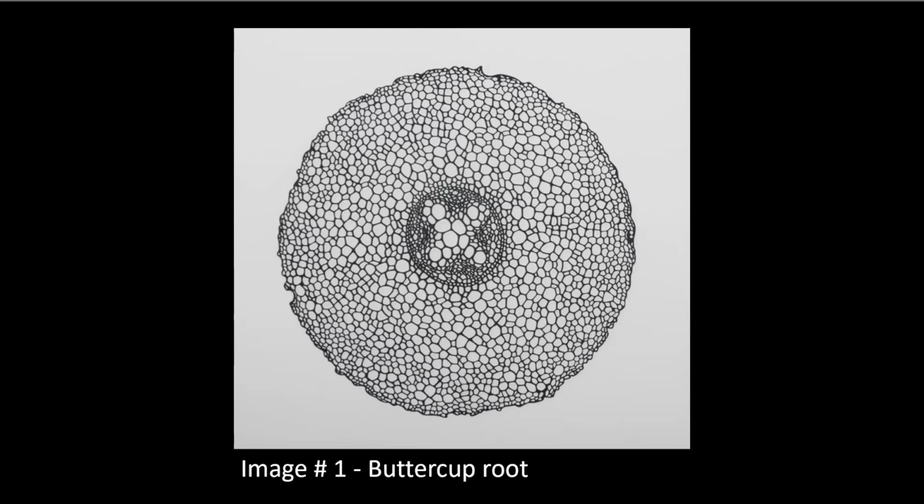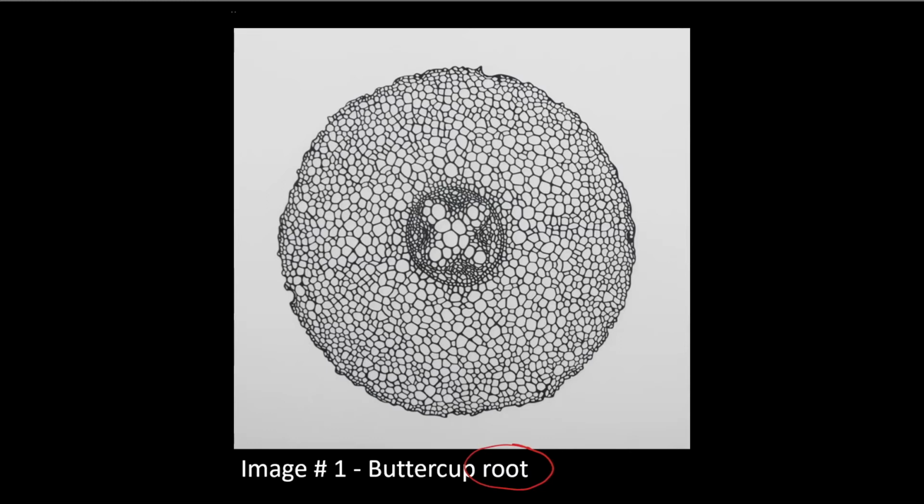So let's look at an example. So in your lab, under part 2, you've got a table under procedure. These are the images that you're going to use to fill this in. So the first image here is a buttercup root. Okay, so we know we're looking at the root. So if we're looking at the root, what we saw earlier isn't going to make a lot of sense on that table.